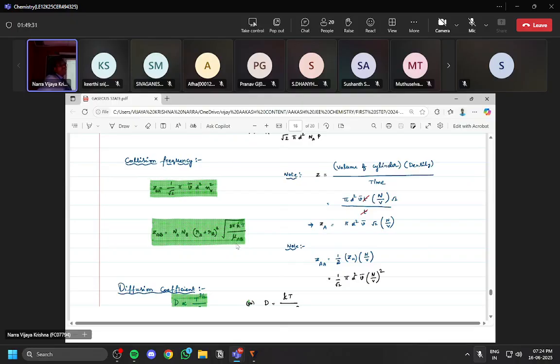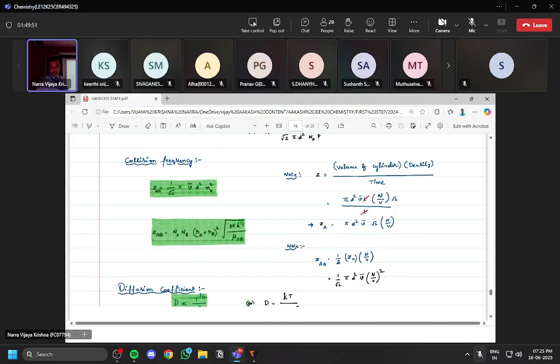Average velocity formula, what is it? Root of 8 RT by pi M. This is nothing but average velocity. So this can be written as average velocity into pi. This is nothing but average velocity into pi into radius square NA into NB. Are you able to understand?